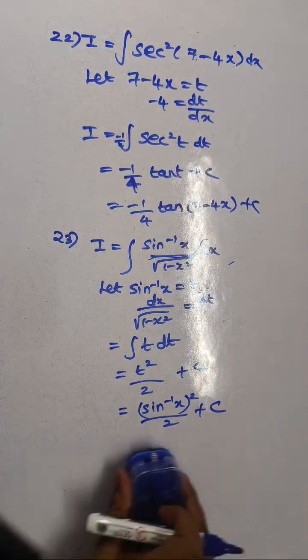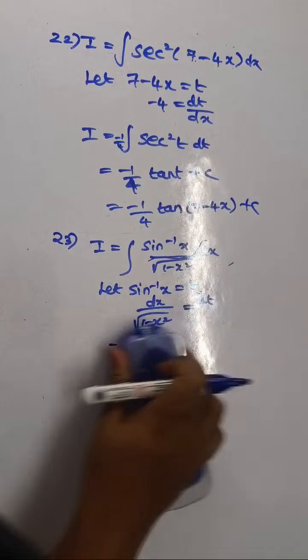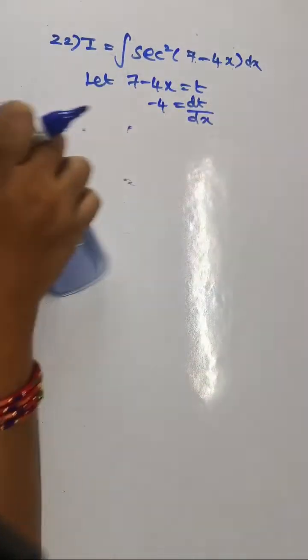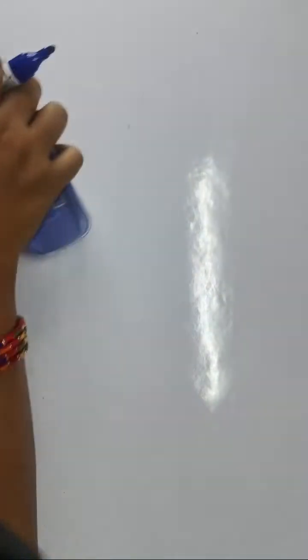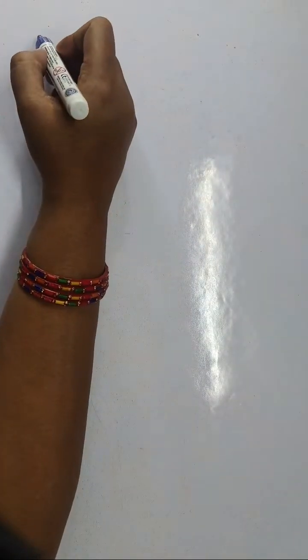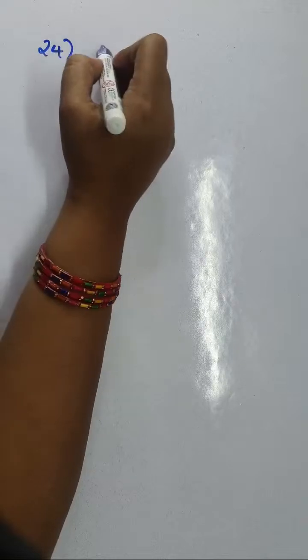Any doubt so far? So now question number 24. There are so many questions in this exercise. There is no other way than to solve.